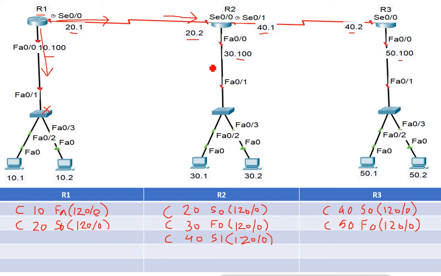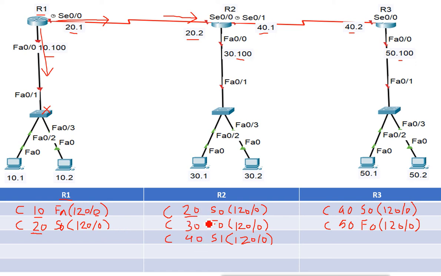Now router 2 will compare its own routing table and the routing table sent from router 1. It sees that it has network 20. So it says, okay, I also know network 20, so I don't care. Then it sees that there is a network 10. It checks its own routing table and says, okay, network 10 I don't know.